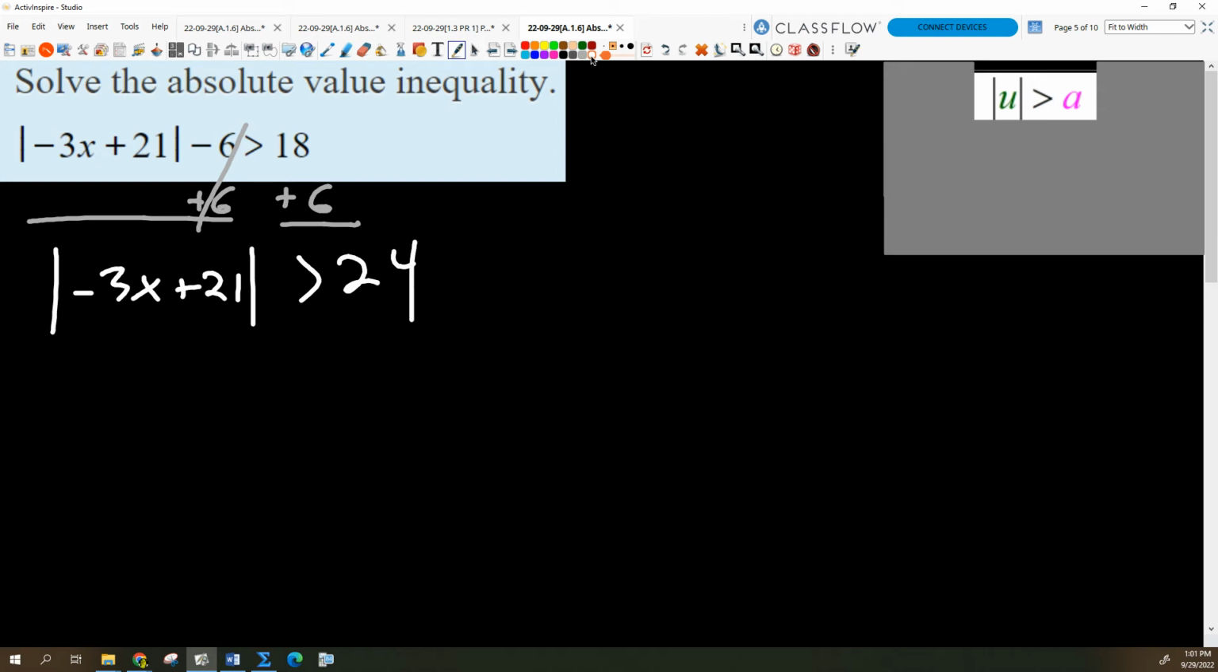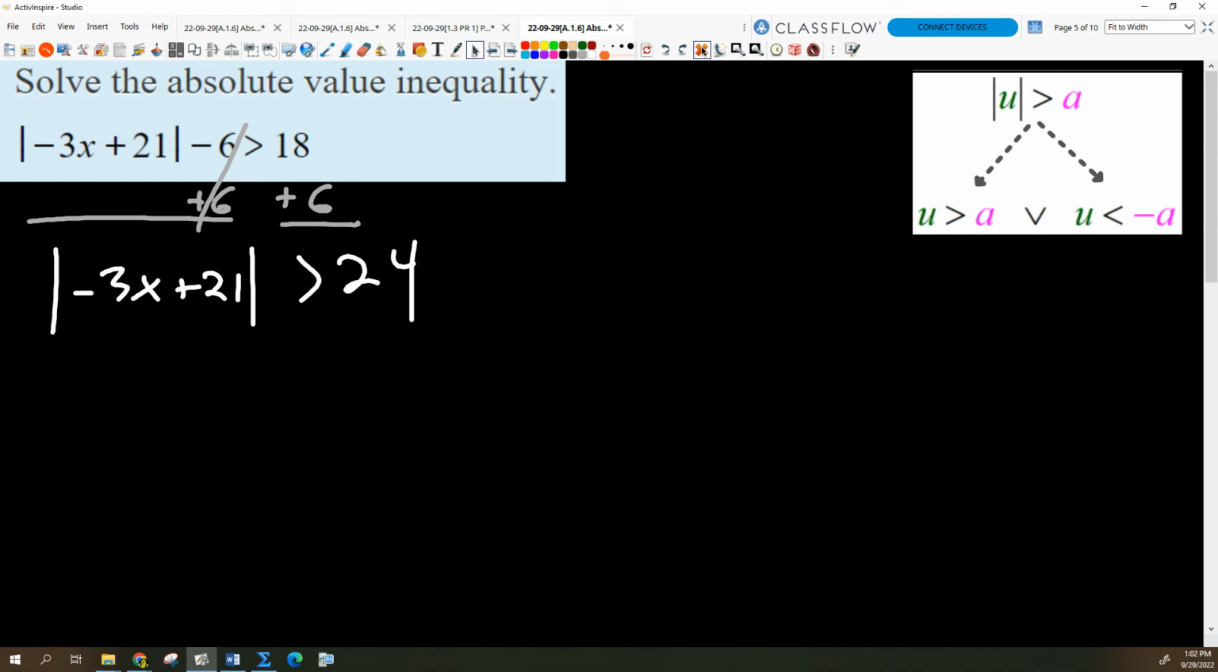Julia, what's next? After we isolate the absolute value, what do we do? Got to split it up. Is this going to be an and or an or? It is or, right? Good. And we get that because if we take this inequality symbol, we rotate it clockwise 90 degrees, it becomes an or symbol, doesn't it? Here's our or pattern that you're going to memorize with your flashcards. If the absolute value of u is greater than a, either u is greater than a or u is less than negative a. So let's write all that.